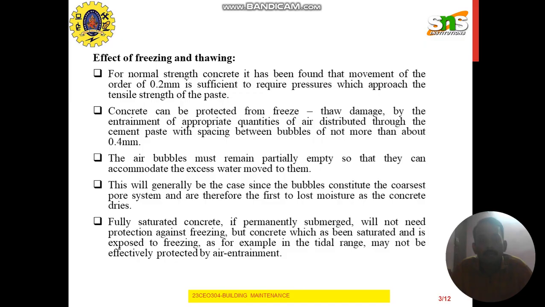So this can be prevented by protecting the concrete from freezing and thawing effect. In this process, we have to entrain an appropriate quantity of air so that there will be provision for expansion of the concrete, and also the water molecules present inside can be moved freely inside the concrete medium. So we have to provide a spacing of air bubbles of about 0.4 millimeters.